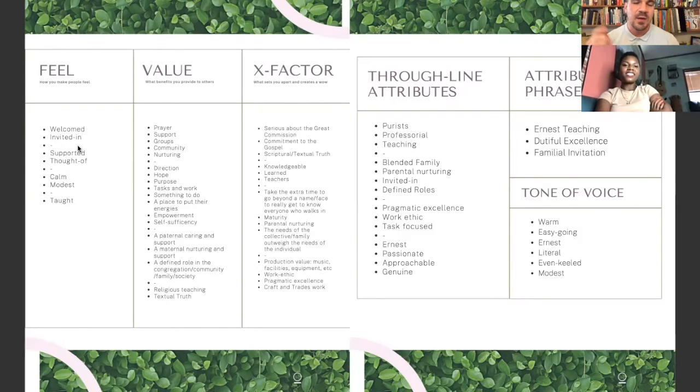Yes. The next box I have here is value. What benefits do you provide to others? And this could go anywhere. So again, this is a church example. Some of the things they listed are that they provide prayer, support, nurturing, direction, a place someone can put their energy. What are some things that you provide? What's the benefit that Nevermore gives to people? Peace of mind. Time saving. A digital footprint. Some people don't even have that to start with. Education. Information, stuff like that, I think.